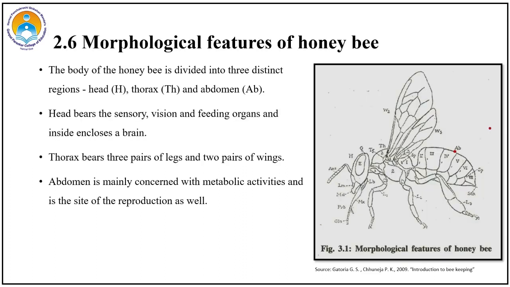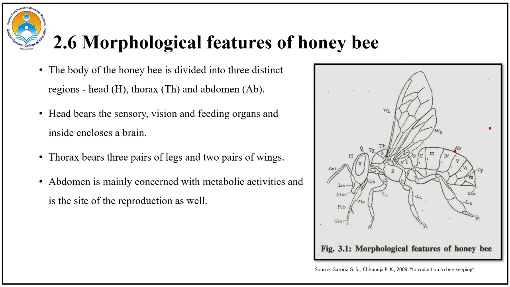Now let's talk about the morphological features of the honeybee. The body of the honeybee is divided into 3 distinct regions, that is head, thorax and abdomen. The head bears the sensory, vision and feeding organs and encloses the brain. The thorax bears 3 pairs of legs and 2 pairs of wings. The abdomen is mainly concerned with metabolic activities and is the site of reproduction as well.